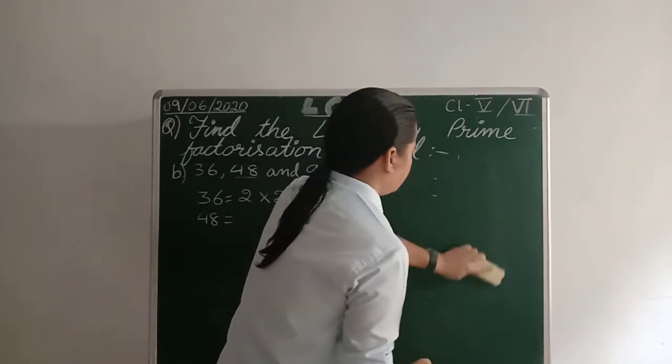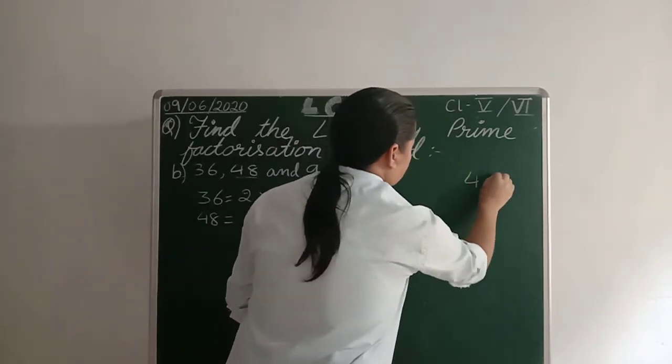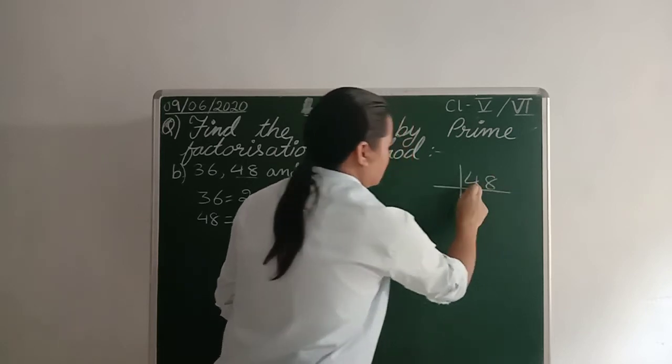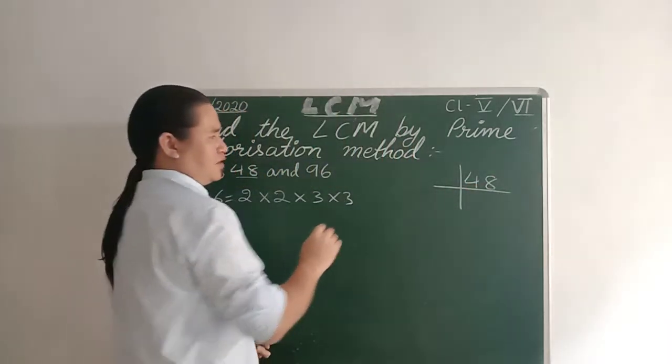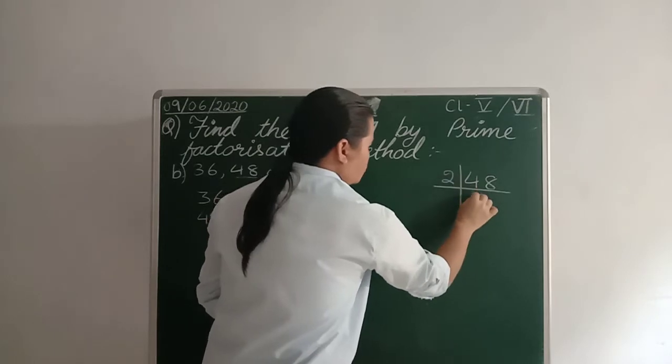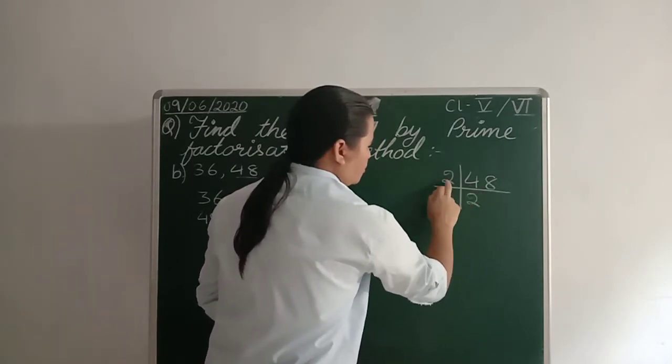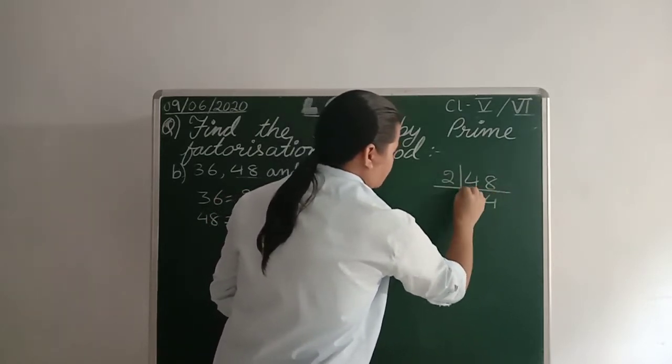So 48, break down. Again this 48 is an even number, so break down by 2 only. 2 2s are 4.